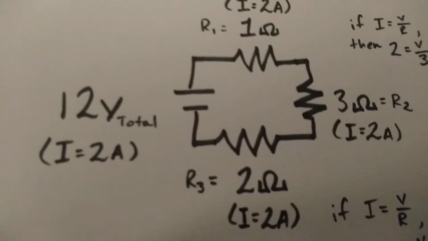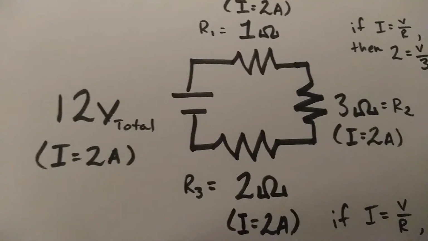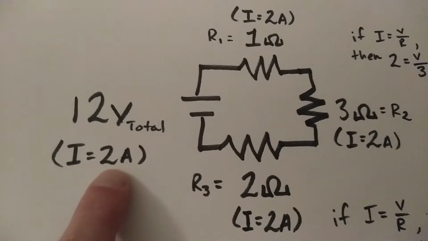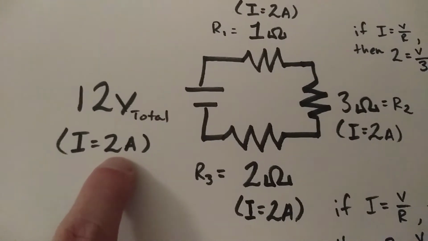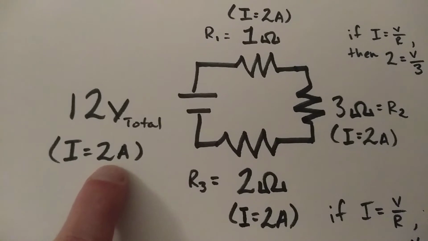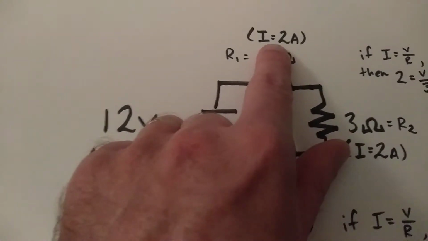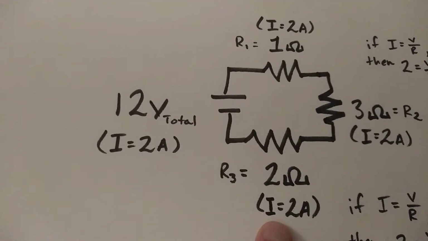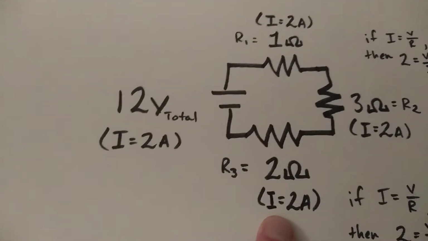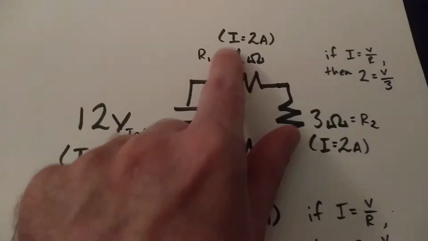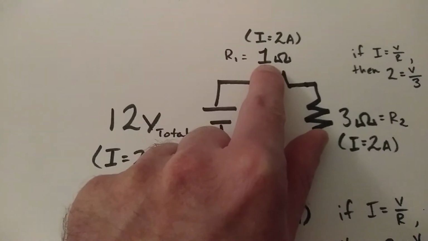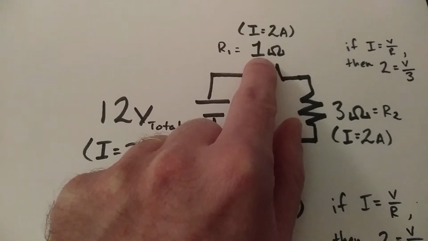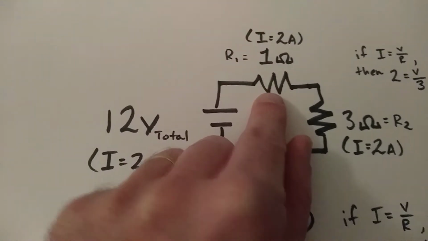If we start with this right here, we've got our circuit, 12 volts total. We already knew that. And the amperage is 2 amps. These 2 amps in a series circuit are the same everywhere. 2 amps here, 2 amps here, and 2 amps here. If we have that information, since we have the amperage and the resistance, we can calculate the voltage drop or the potential difference for each resistor. So let's just take a look at this resistor first.